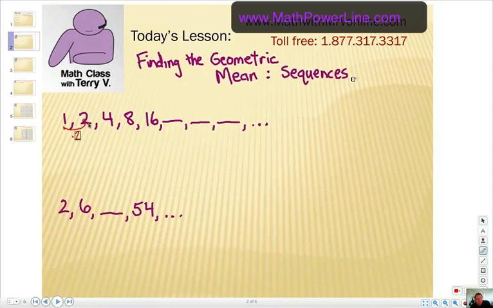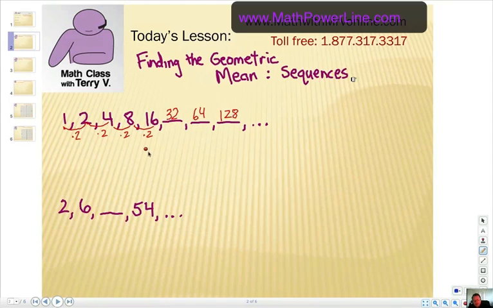1 times 2 is 2, 2 times 2 is 4, 4 times 2 is 8, and so on. It's a consistent pattern that can go forever. So obviously I can look at this and tell that that's what's happening. I'm doubling each number. So the next number of course would be 32, and then 64, and then 128. Now that's not so hard.